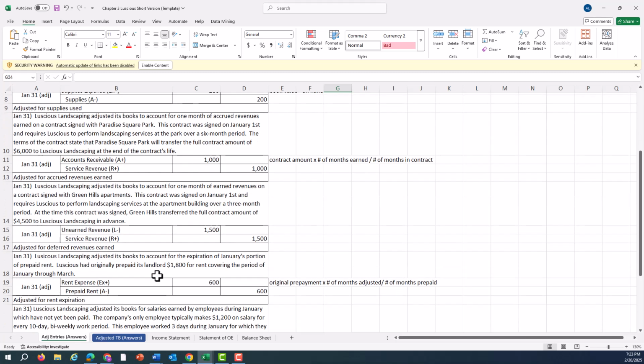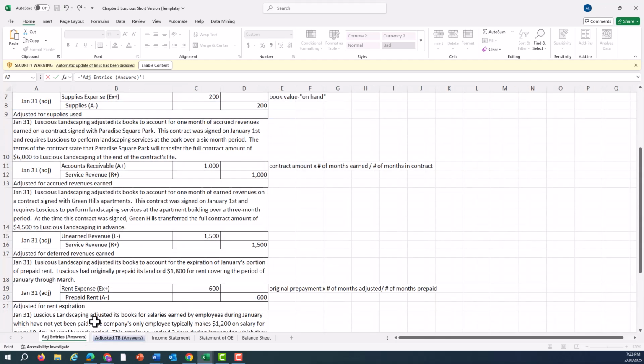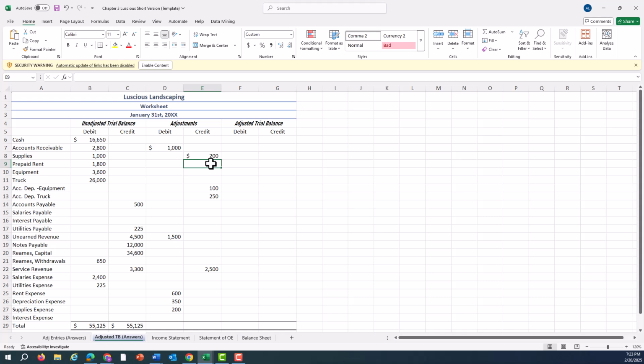This entry had a $600 debit to rent expense and a $600 credit to prepaid rent. Let's bring those numbers into the adjustments section of our worksheet. $600 debit to rent expense and a $600 credit to prepaid rent. Getting brought on over. There we go.